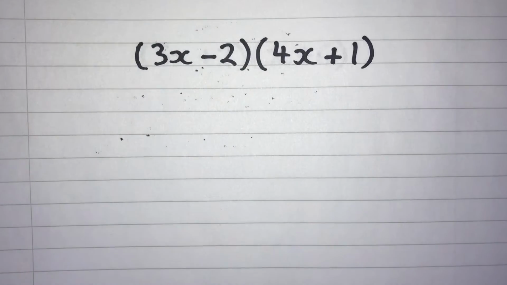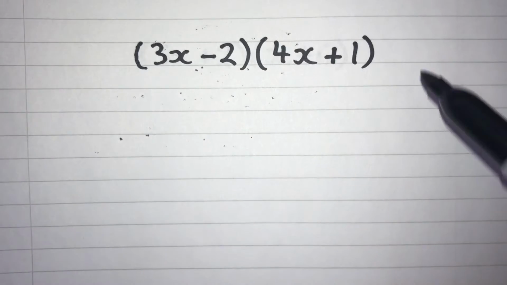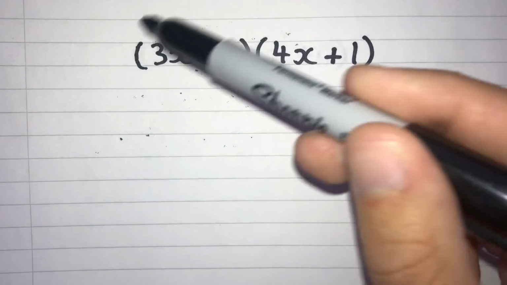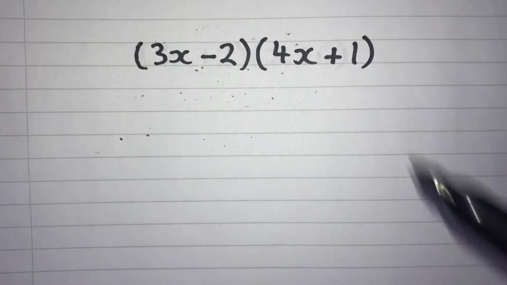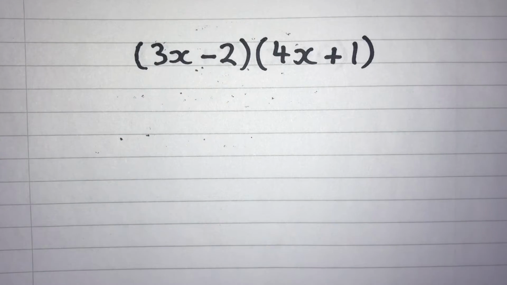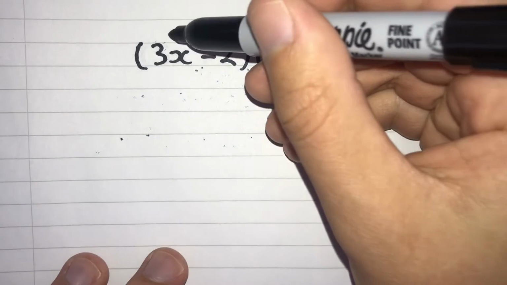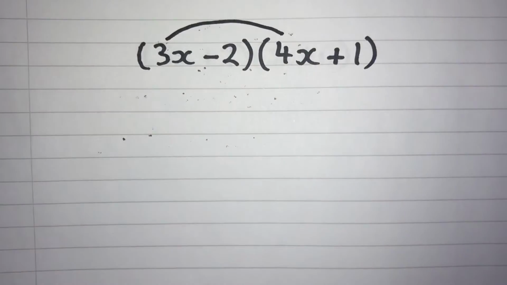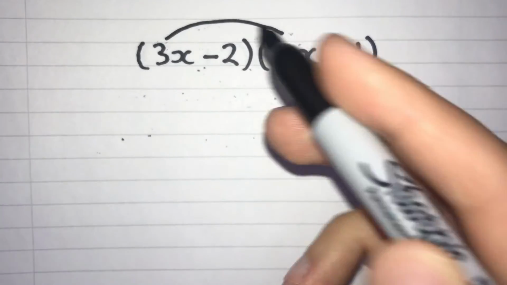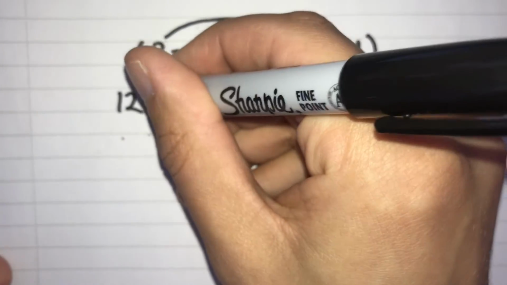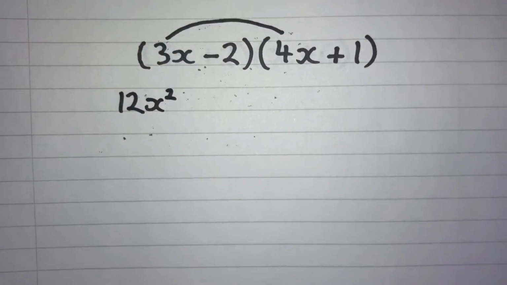Okay, this next example, we have 3x minus 2, 4x plus 1. So this time we've got these numbers in front of our x's in both of our brackets. We've also got a negative in here as well. Well, let's start off with our firsts. We have 3x and 4x. Well, 3 times 4 gives us 12, and x times x gives us x squared. So we get 12x squared.